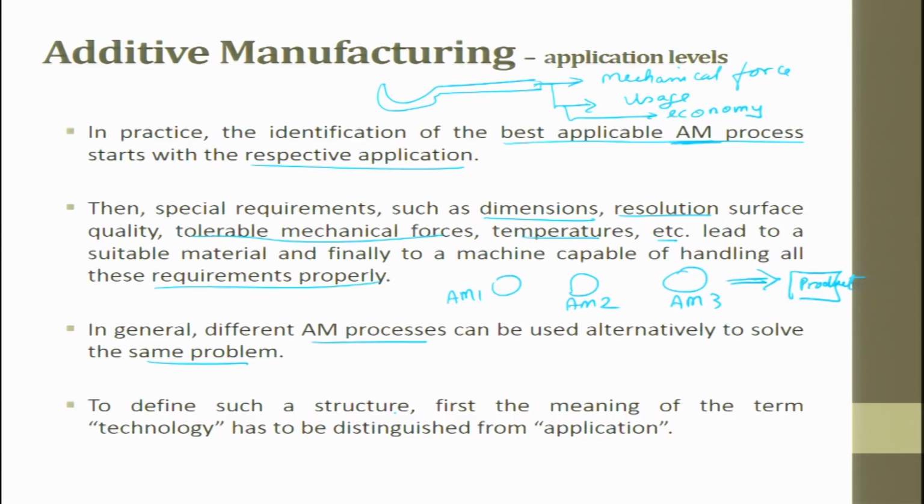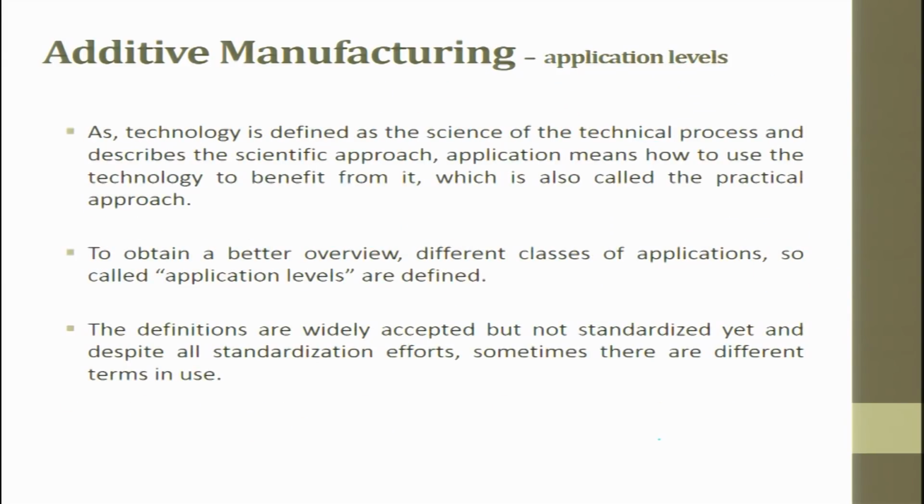To define such a structure, first the meaning of the term technology has to be distinguished from application. Technology is defined as a science of technical process and describes the scientific approach, while application means how to use the technology to benefit from it, which is also called the practical approach. To obtain a better overview, different classes of application, so-called application levels, are defined.